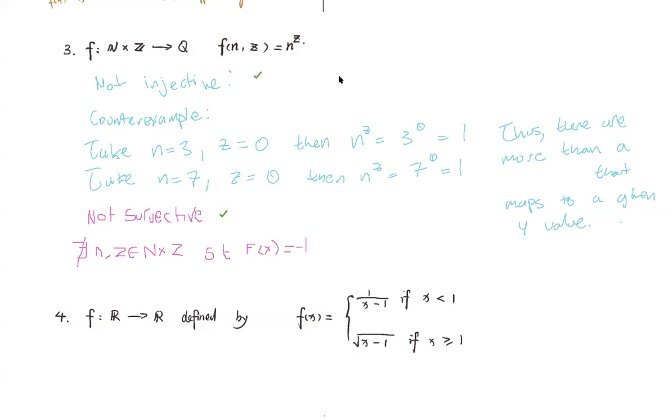Any negative y number is enough. Yeah, that works too, because you can never map to a negative number since you have natural to the power of something. Yeah, that works too. So as long as you can find a counterexample, it's okay. Question 4, we're not gonna do it because I want to move on to strong induction. So let me clear everything first.